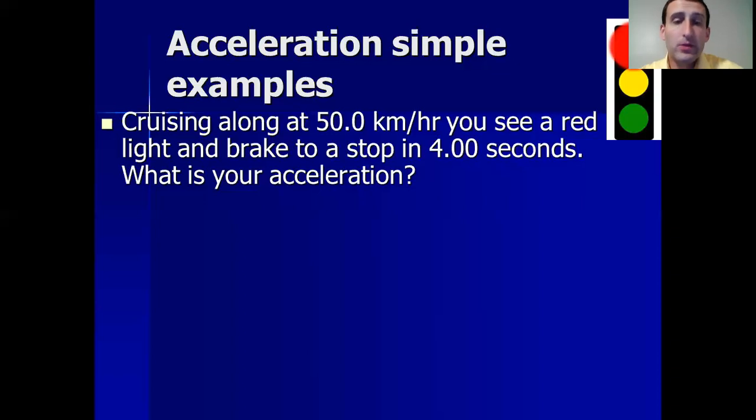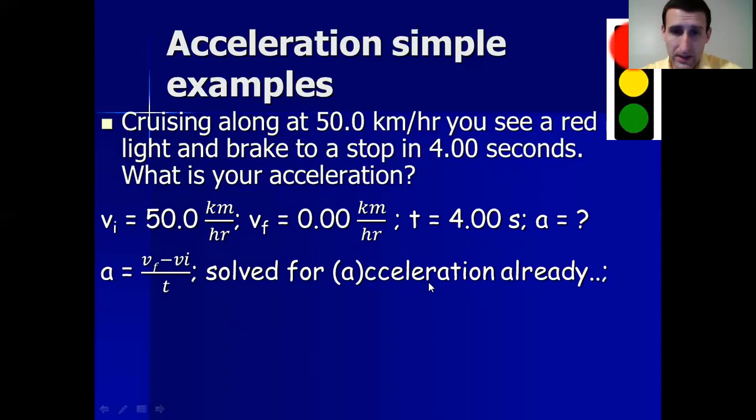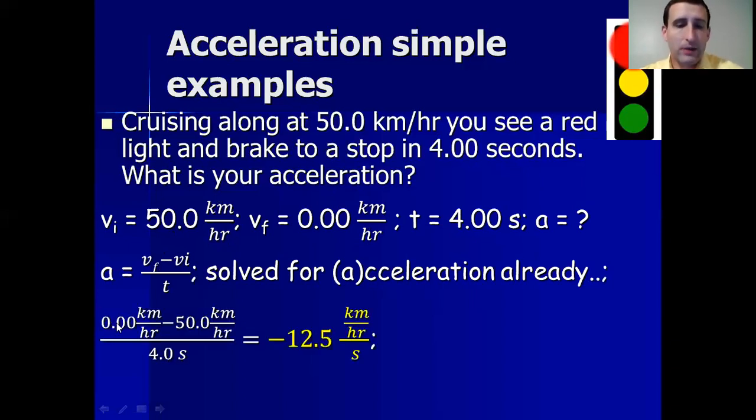Again, we brake to a stop, so that's 0. But this time, the 0 is the final velocity, right? We braked to a stop at the end. We were cruising along at 50. That was our initial velocity, 50 kilometers an hour. Final is 0. Our time is 4 seconds. Pull up that same equation and stick our numbers in. Now it's 0 minus 50 divided by 4. Negative 50 divided by 4 is negative 12.5 kilometers per hour per second.